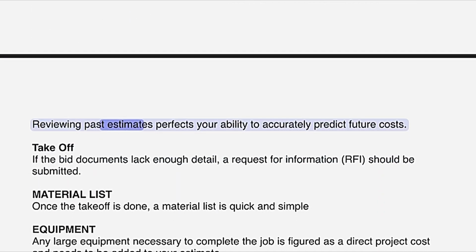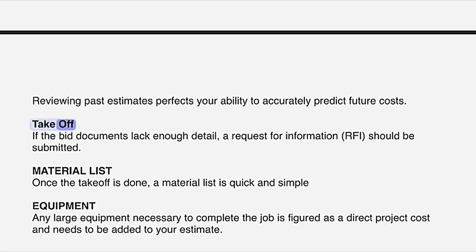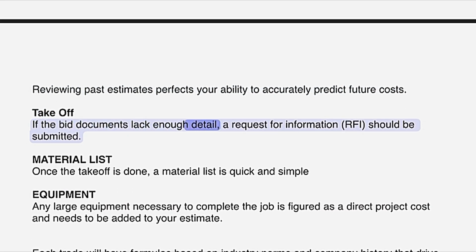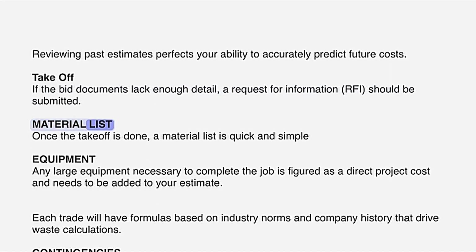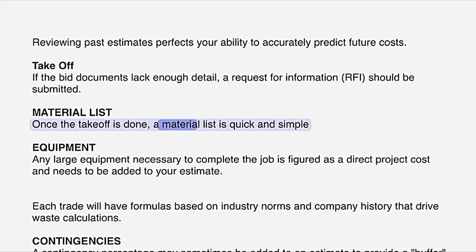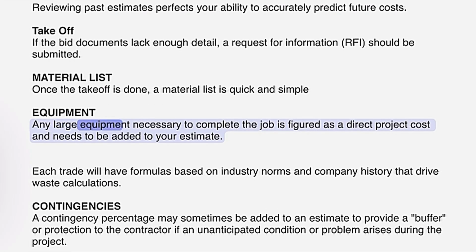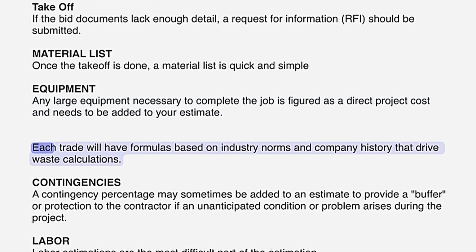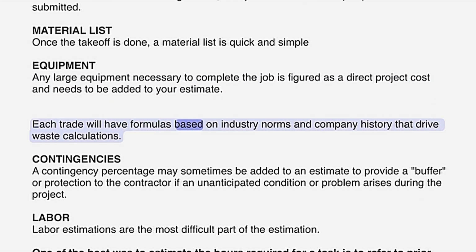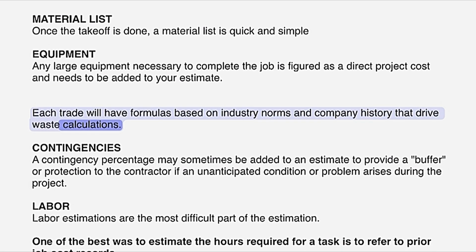Reviewing past estimates perfects your ability to accurately predict future costs. Takeoff. If the bid documents lack enough detail, a request for information (RFI) should be submitted. Material list. Once the takeoff is done, a material list is quick and simple. Equipment. Any large equipment necessary to complete the job is figured as a direct project cost and needs to be added to your estimate. Each trade will have formulas based on industry norms and company history that drive waste calculations.